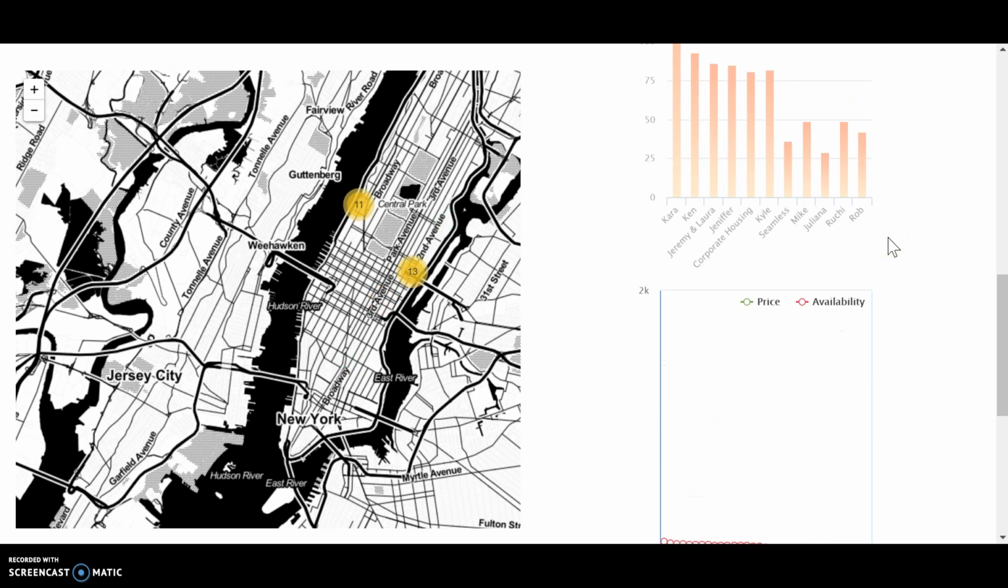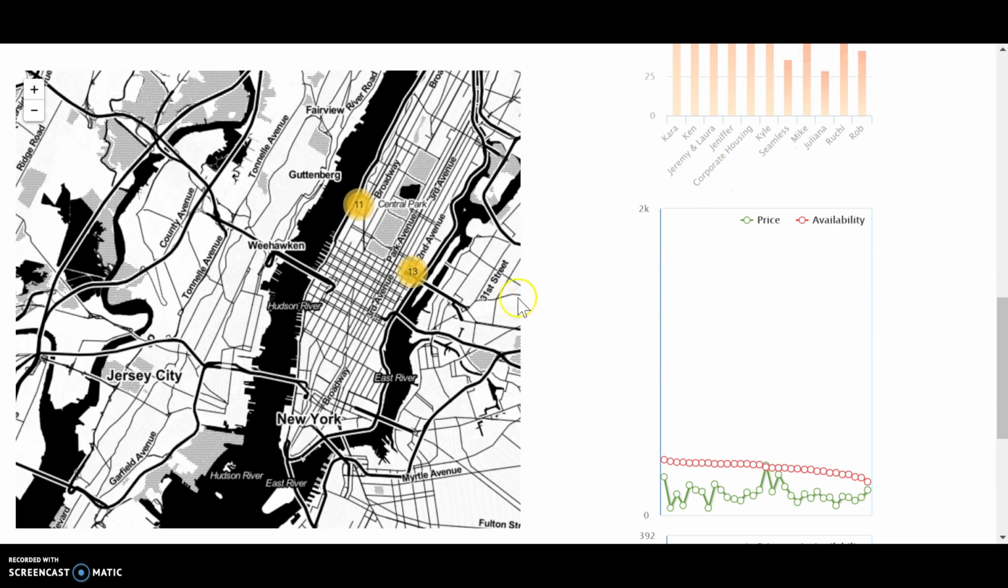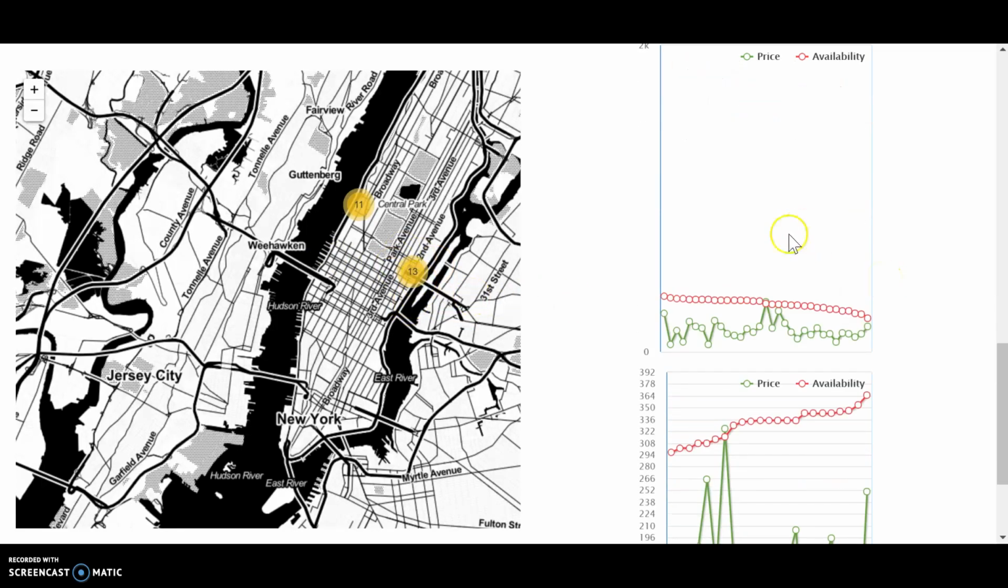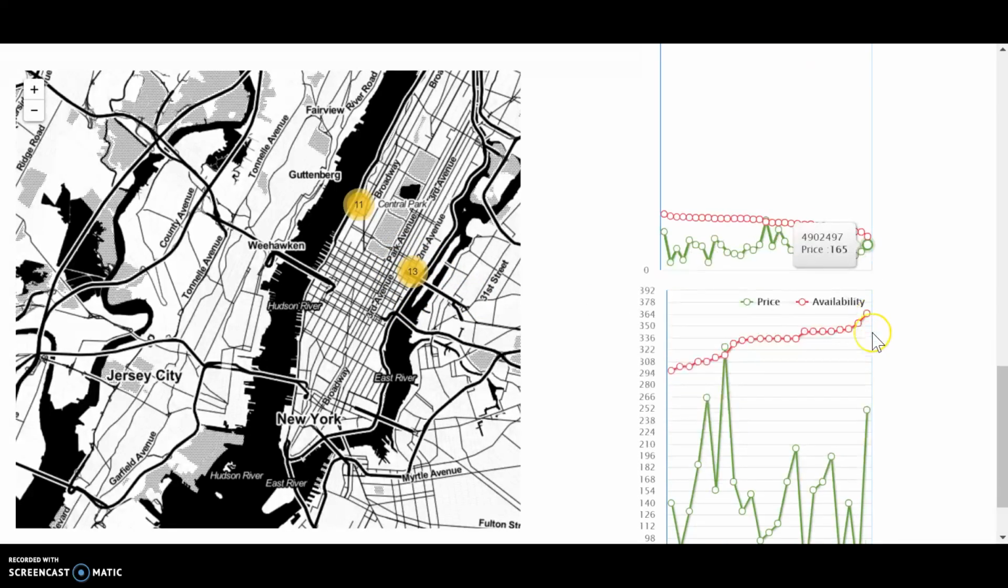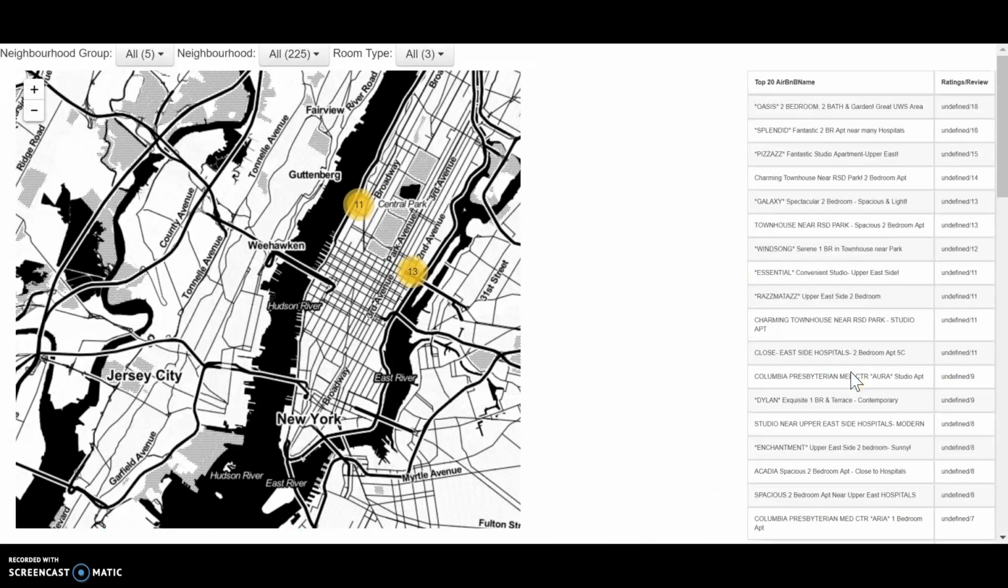As you can see, I have clicked on Juliana, and her properties are being shown on the map, and her properties and the price for each and every property are being shown on this chart. The first chart is considering availability as constant. The second chart is considering price as constant. We are showing this. So this is how we were able to make it.